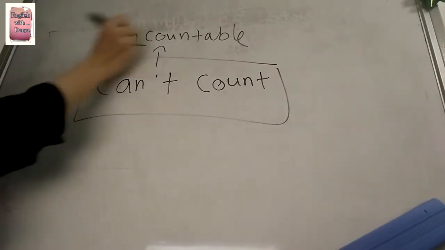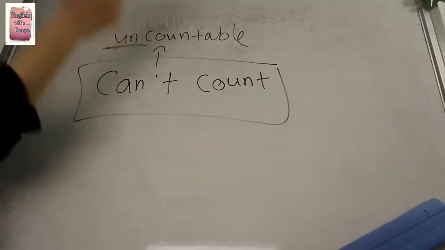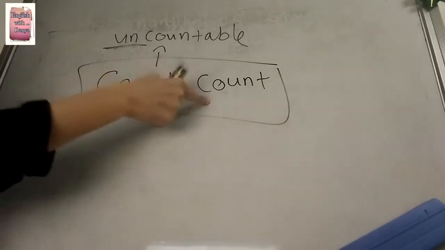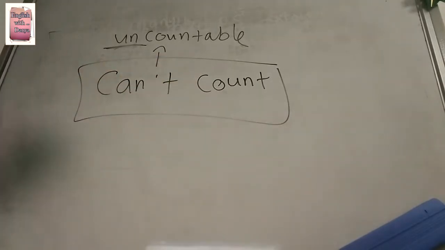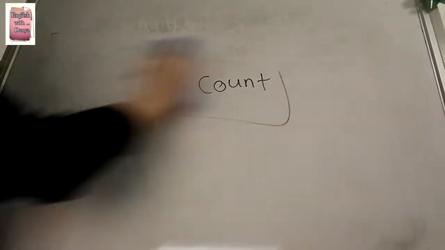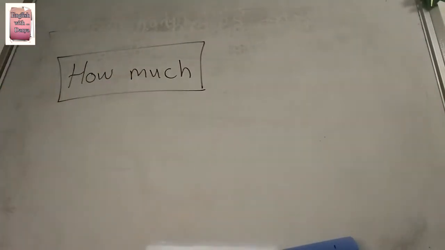So uncountable means something that you can't count. It is not possible to count. All right. So how can we use that? How can we make questions, or how can we form questions with something that you can't count? What we need to do is that we need to start with how much. How much? So this is the only thing that you need to do.